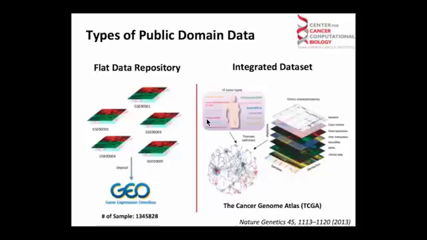Another example is the Cancer Genome Atlas project, also known as TCGA, which systematically collects an array of different genomic data from more than 20 different cancer types. A few hundred patients were collected for each individual cancer type.